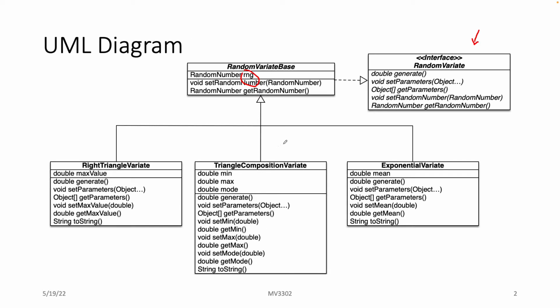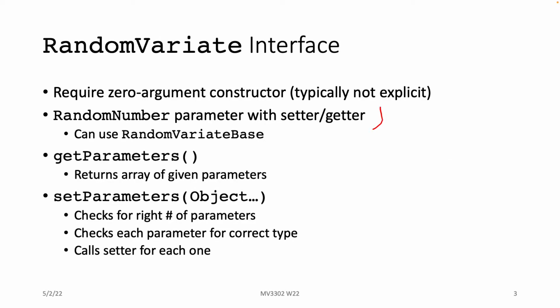We can see that here. Get parameters returns an array of objects because different random numbers have different types of parameters that they might have. And so we need to be as generic as possible. As it turns out, Java generics don't really do the trick for that. The second is the generic setter, which again is a varargs.